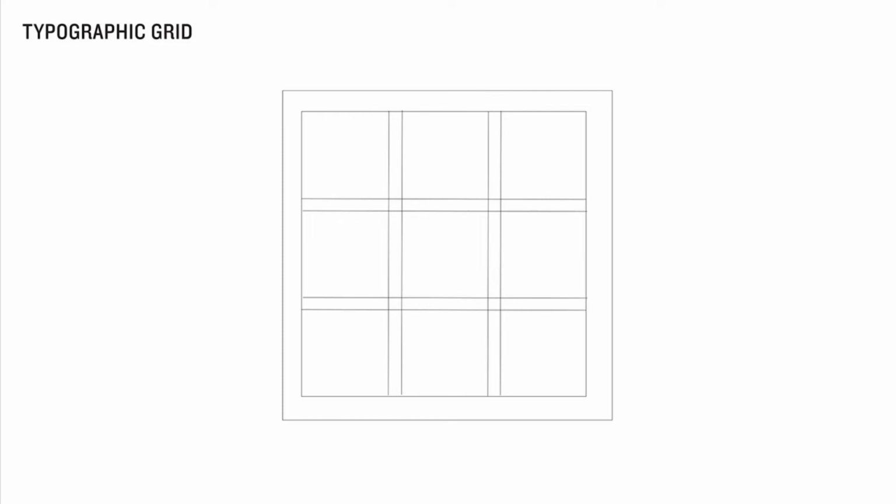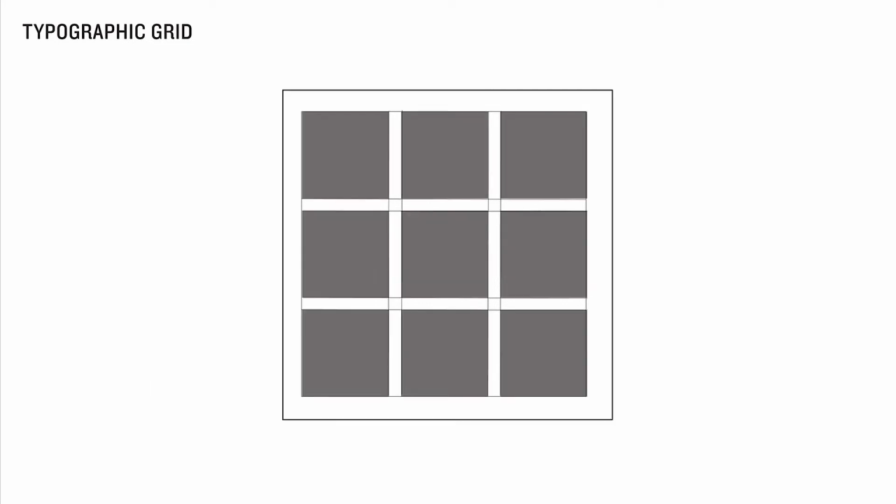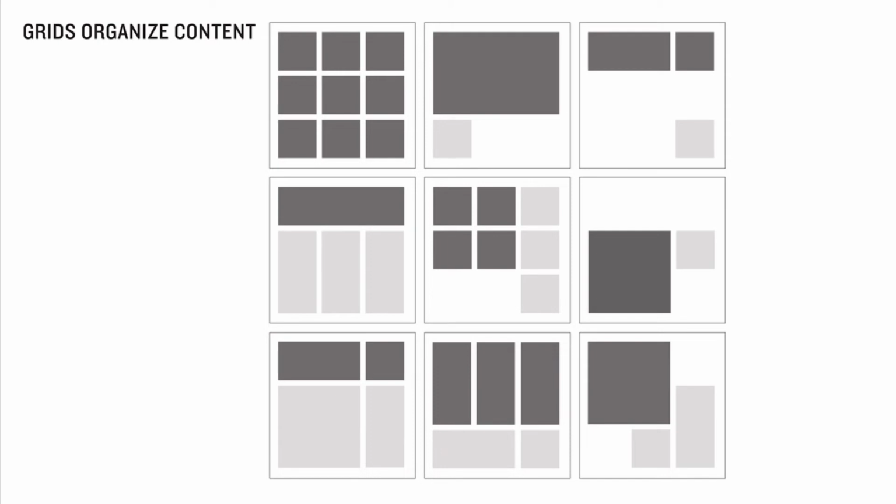A typographic grid has more than just columns and rows. It also has margins and gutters. A margin is the space around the edge of the layout, and gutters are the space between blocks of content. So Jennifer, why are grids so important in layout design? The grid helps the designer place and size elements, and the grid creates consistency over many pages.